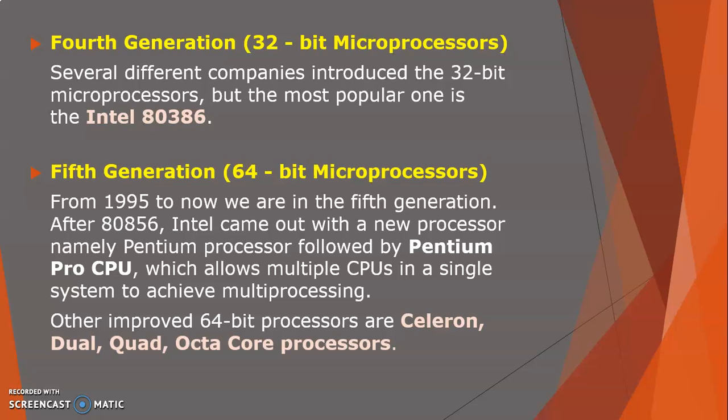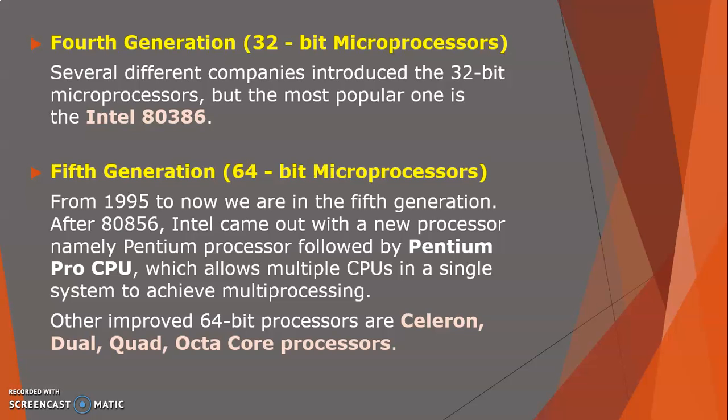Several different companies introduced the 32-bit microprocessor, but the most popular one is the Intel 80386. Many companies generated microprocessors. As the size of the microprocessor increased bit-wise, their efficiency level and the solving of the data is better and more efficient.